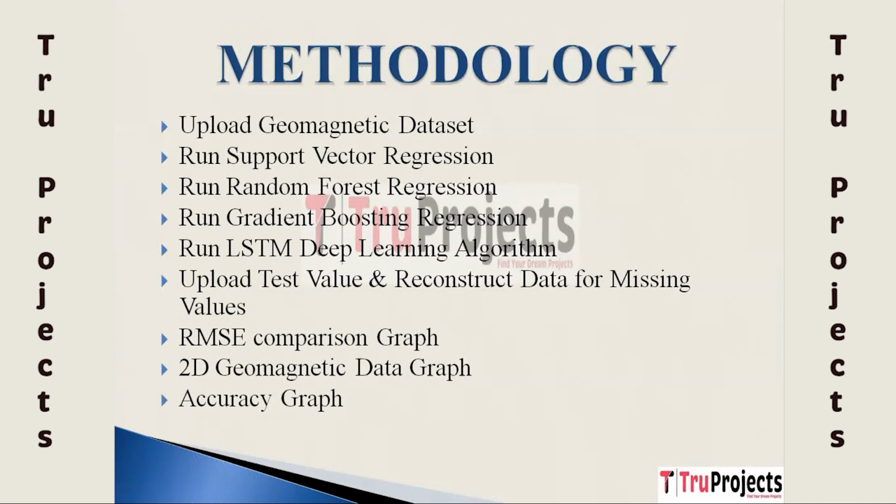The next module is Run Gradient Boosting Regression. In this module, we will utilize gradient boosting regression, which sequentially builds multiple weak models and combines their predictions to improve accuracy. This approach adjusts the weight of each model based on its errors in previous iterations, creating a strong ensemble prediction.